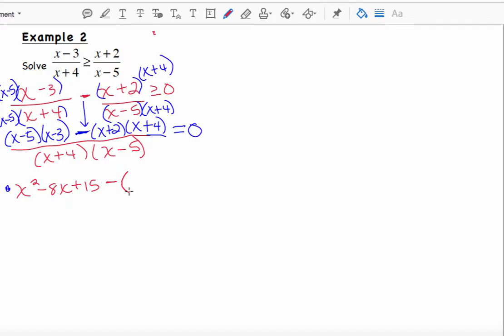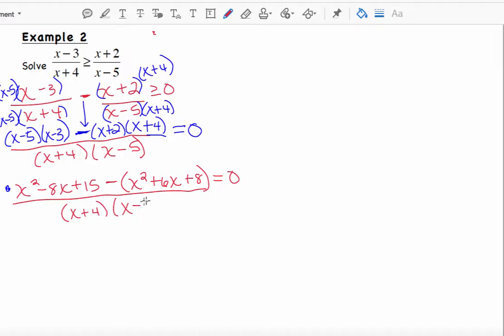Now we're going to FOIL out the second set of binomials. You get x squared plus 4x plus 2x will combine to 6x plus 8 all over x plus 4 times x minus 5.